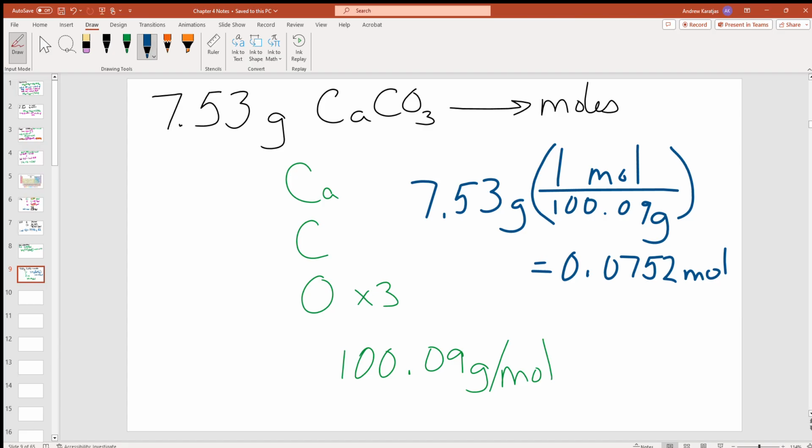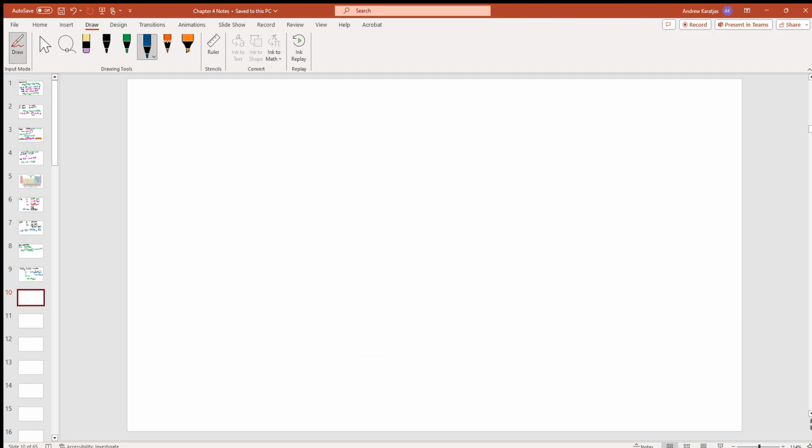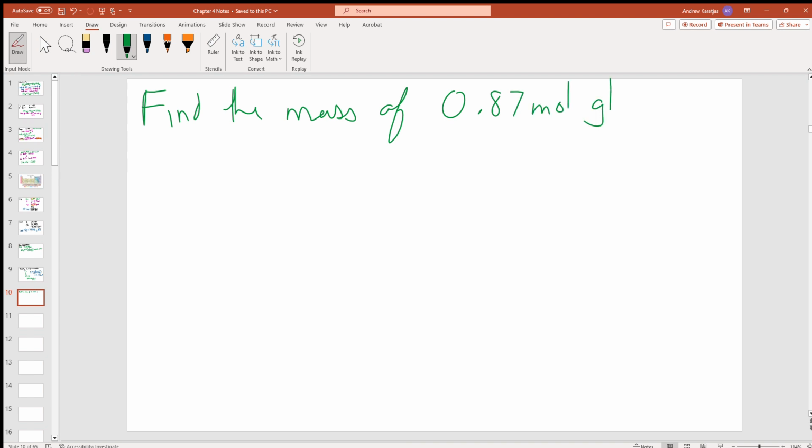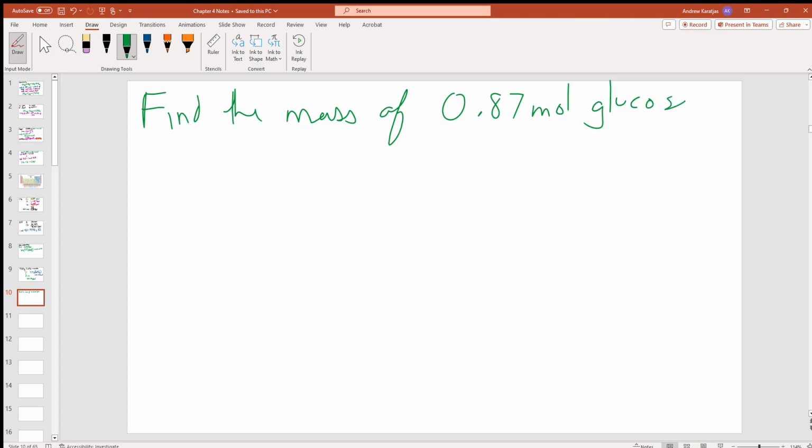Now, we can also go the other direction. So let's try this one. Find the mass of 0.87 moles of glucose. And glucose is C6H12O6.